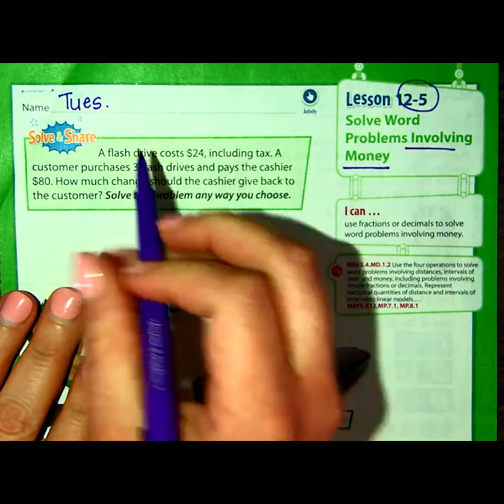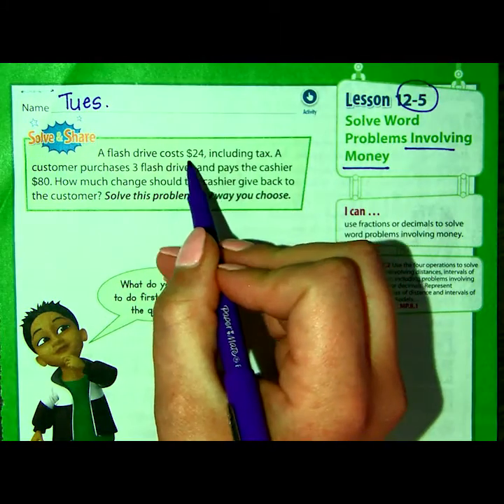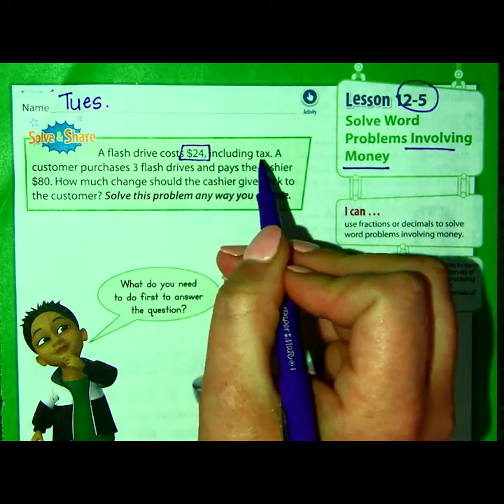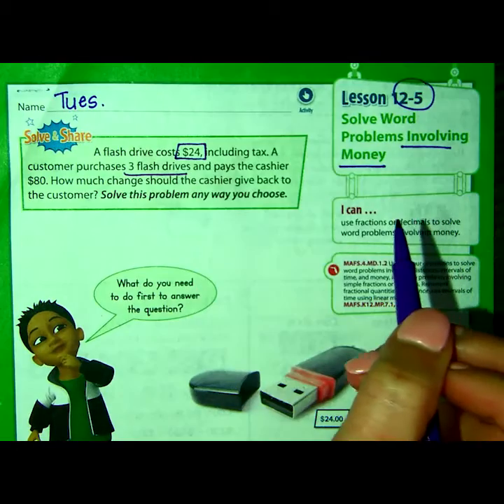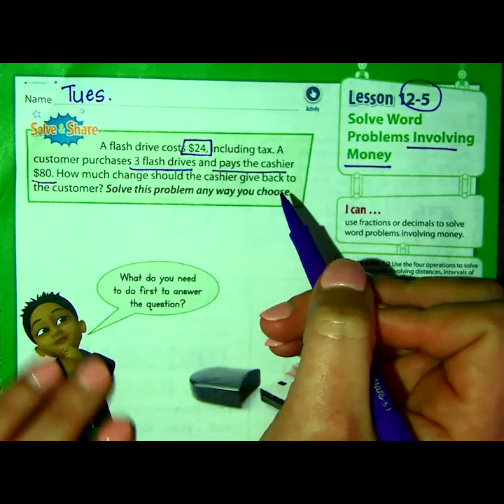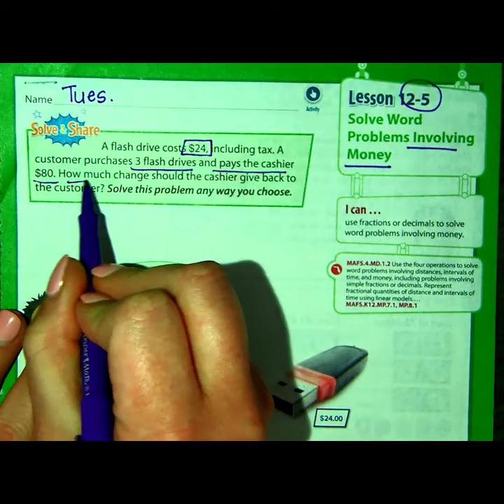So the first problem reads, a flash drive costs $24. So each one is $24. I'm going to box that in. And that's including tax. A customer purchases 3 flash drives and pays the cashier $80. How much change should the cashier give back to the customer?